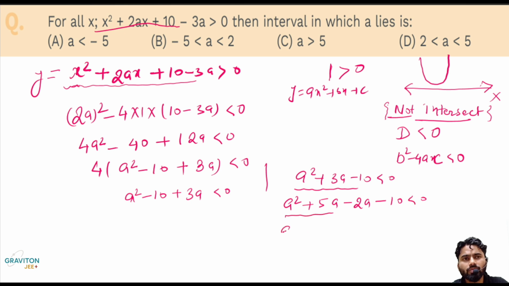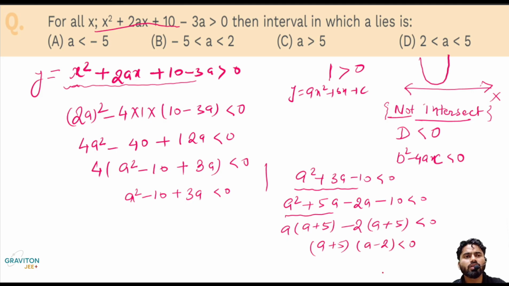Now take a common from these two, so this will become a plus 5, and from this take minus 2 common, so this will become a plus 5. Now take a plus 5 common. So this will become (a plus 5) into (a minus 2) negative. Now draw the line. If you put this expression equal to 0, you get minus 5, and this expression equal to 0, you get 2. So minus 5, here 2.